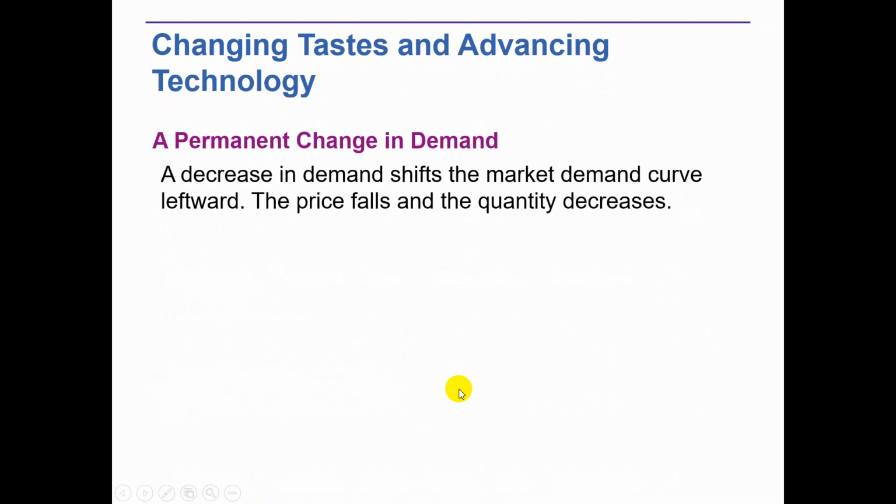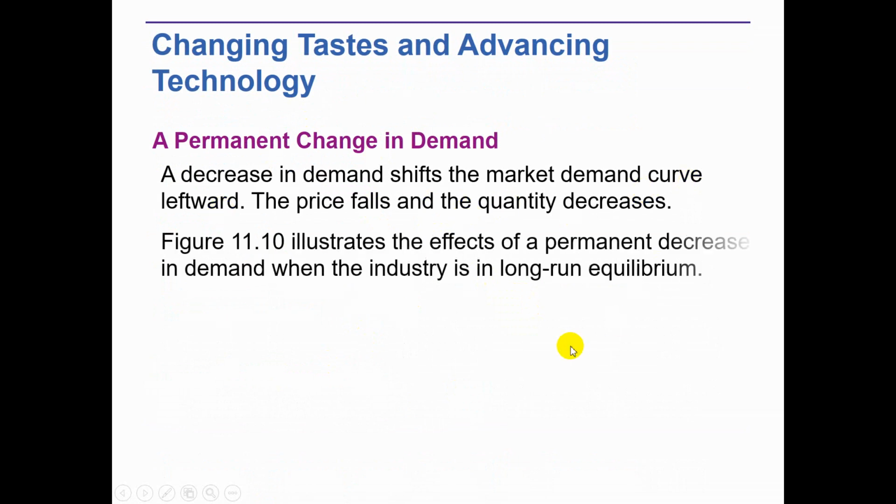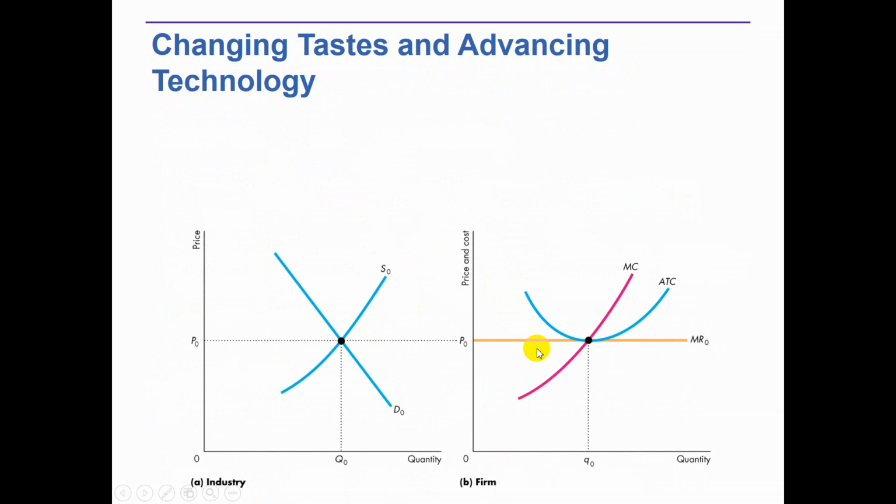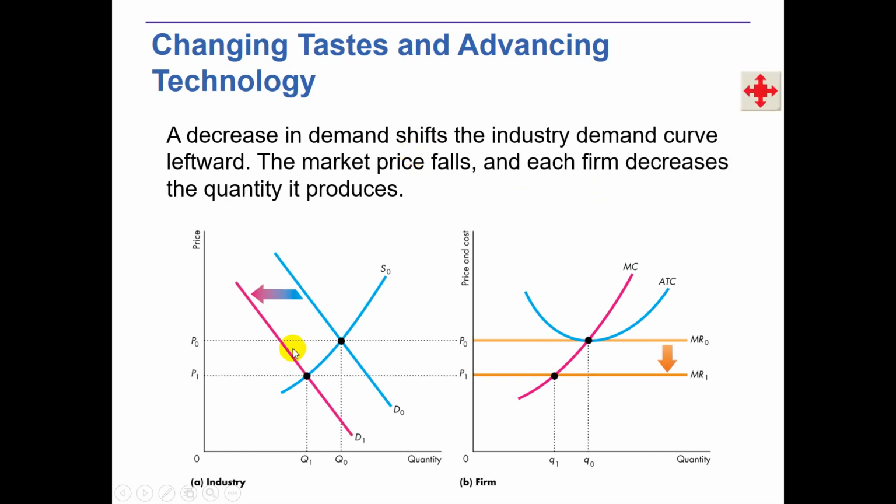So what would be the condition if there is a permanent change in demand? A decrease in demand shifts the market demand curve leftward, the price falls and the quantity decreases. So we can see here, because of changing tastes and advancing technology, this is happening, that the demand curve is going downward or leftward. It means the demand has declined from the initial level.